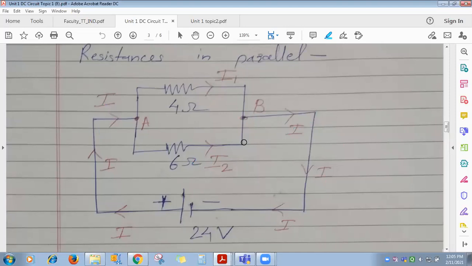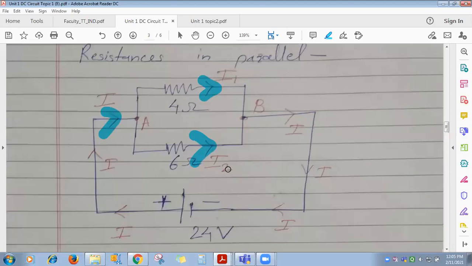Two resistances connected in parallel, three resistances connected in parallel, the voltage drop across parallel connected resistances is same. Now, if you observe here, once current I reaches over here, I1 flows through this 4 ohm, I2 flows through this 6 ohm. Means when the resistances are connected in parallel, is the current flowing through them same or different? Different. Different current flows through parallel connected resistances.